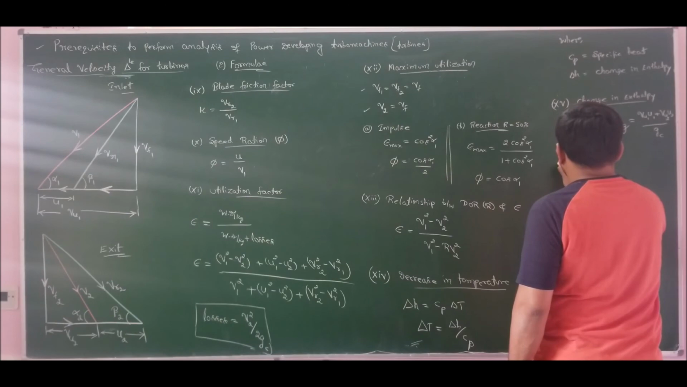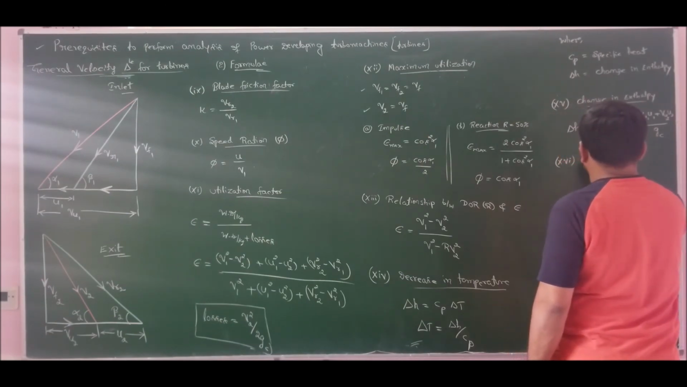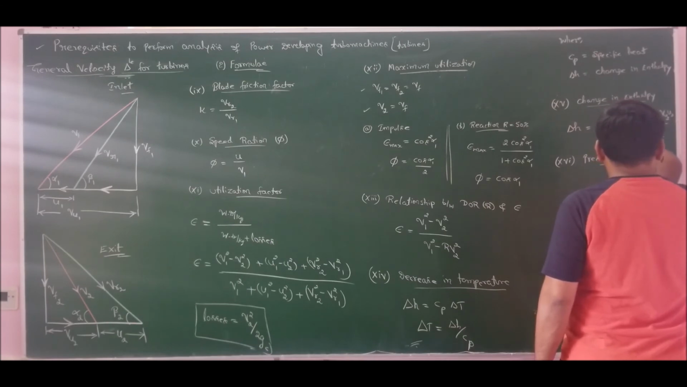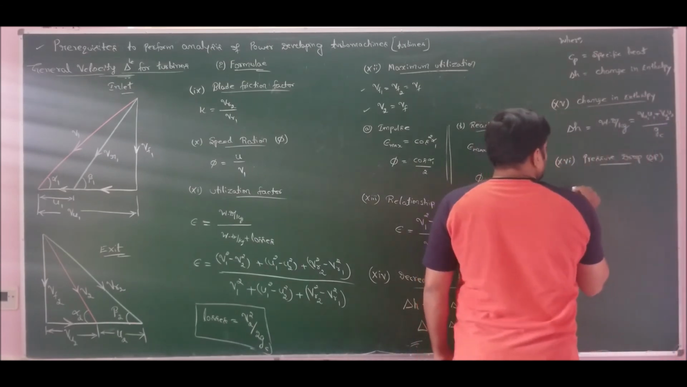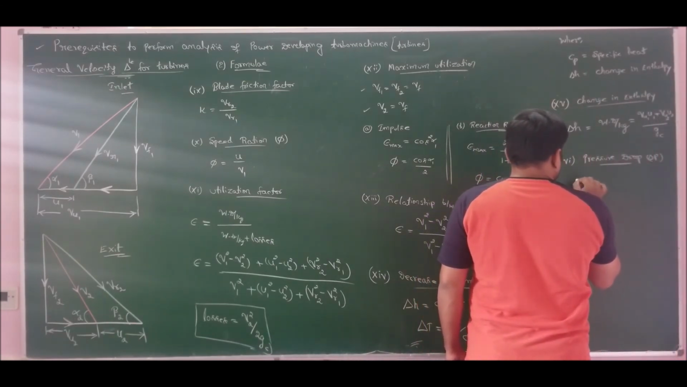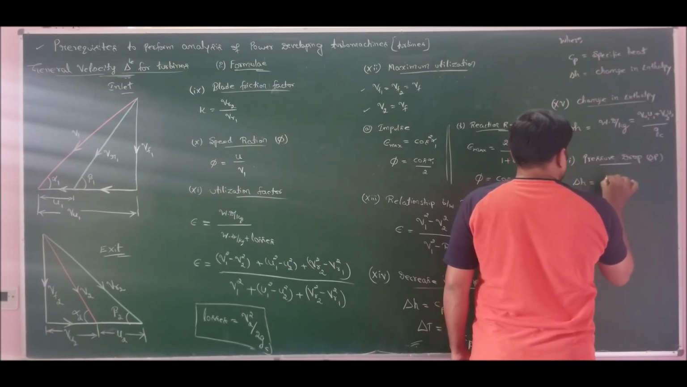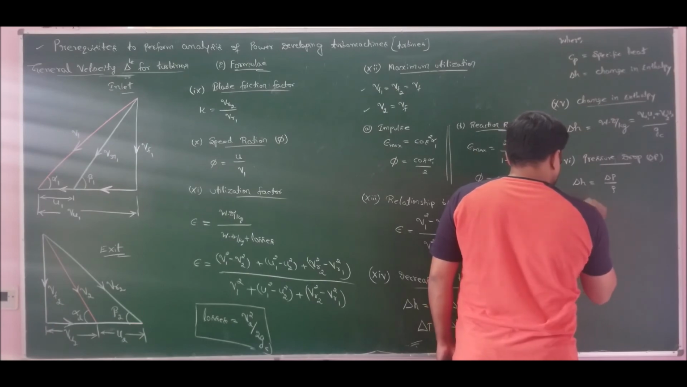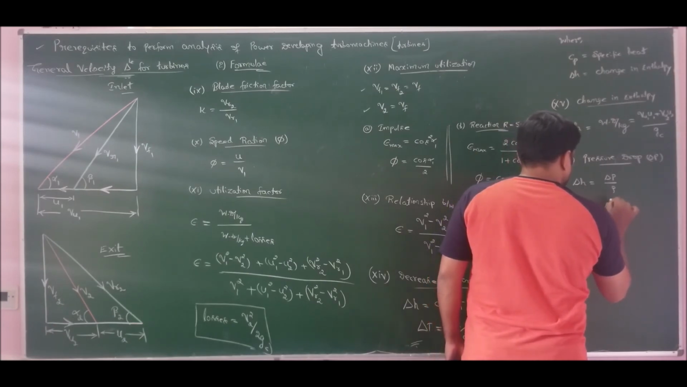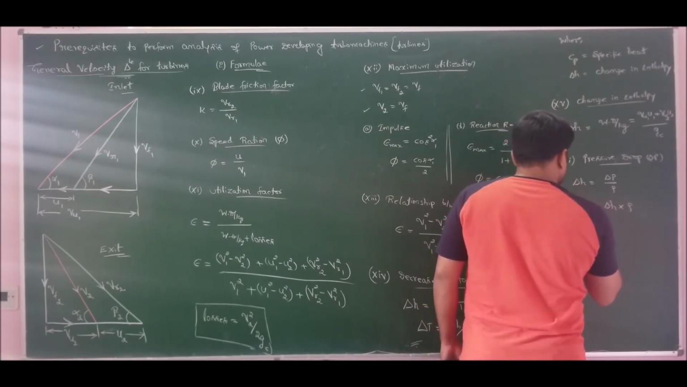Now moving for formula number 16, that is pressure drop. Pressure drop delta P can be calculated by using the formula. We already know that change in enthalpy is equal to change in pressure by density. So therefore change in pressure is equal to change in enthalpy into density of the working fluid.